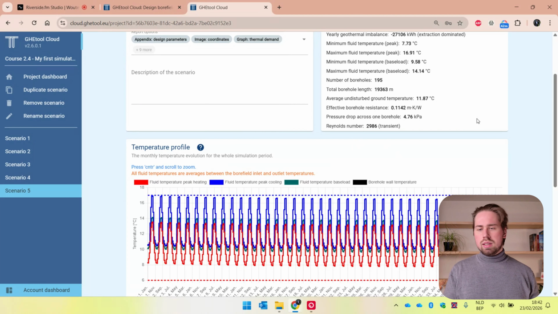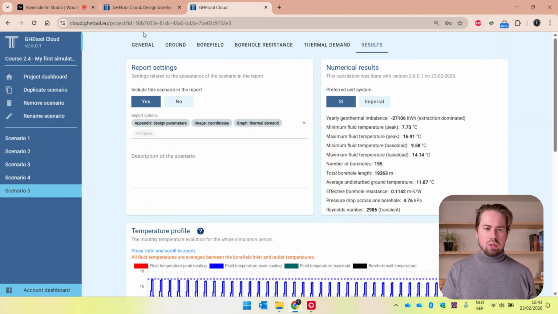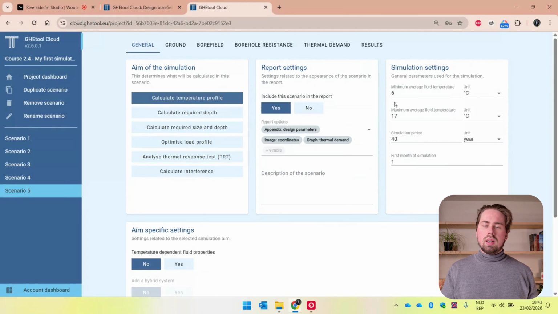And what you can see here, if we do that, just for your information, is that the Reynolds number again changed. Now, why is that? It is because our minimum average fluid temperature, and that's here, is actually the reference temperature to calculate the viscosity of the fluid and the resistance, etc. So by setting it to 6, we actually increase the temperature, basically increasing the Reynolds number. But we will come back to that in one of the next chapters, so no worries about that.